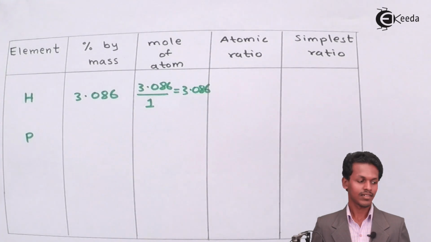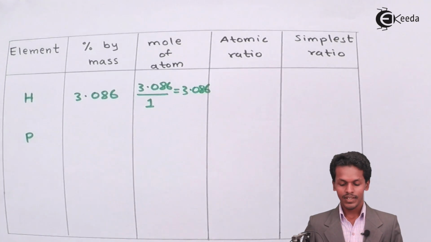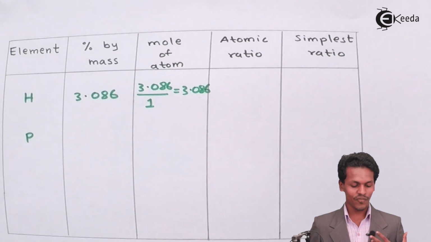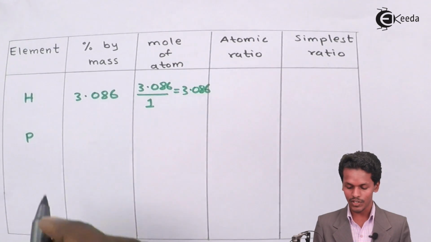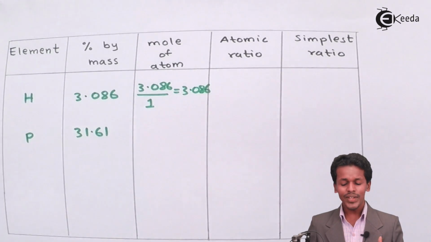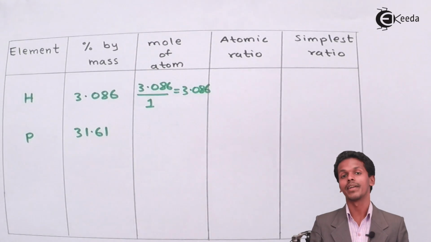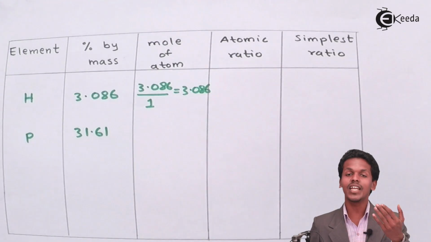So now the next one is for phosphorus. The phosphorus has a percentage that is given to us as 31.61. So how can we calculate the mole of that particular element? It is very easy. That is weight divided by atomic weight.